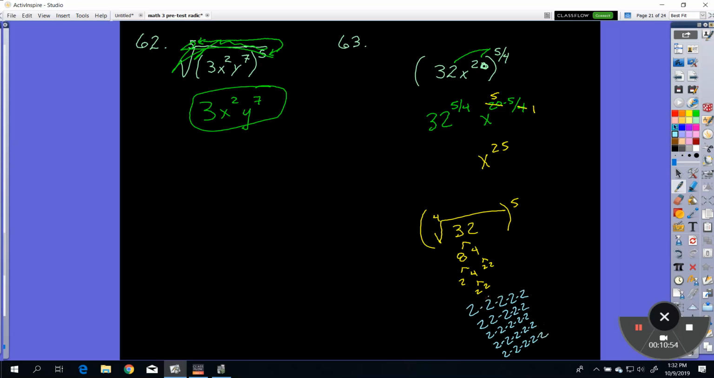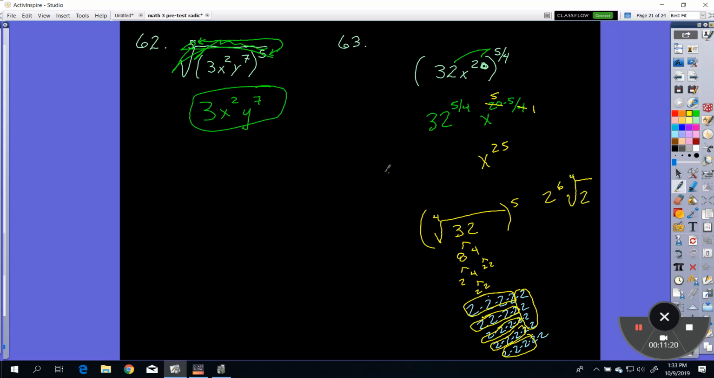So now if I look for groups of 4, there's one group of 4, another group of 4, another group of 4, another group of 4, another group of 4, and a group of 4 this way. So there's 1, 2, 3, 4, 5, 6 groups of 4. So that's 2 to the 6th with 1 2 left over.